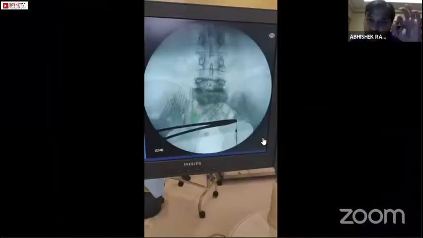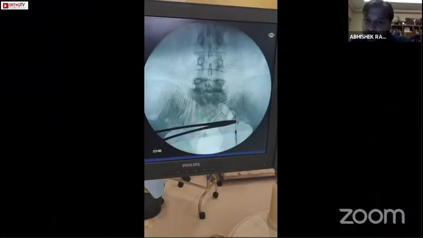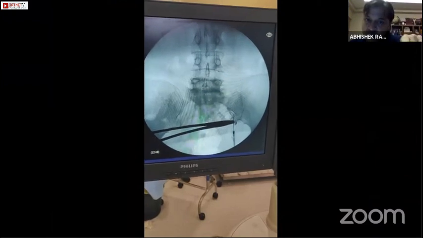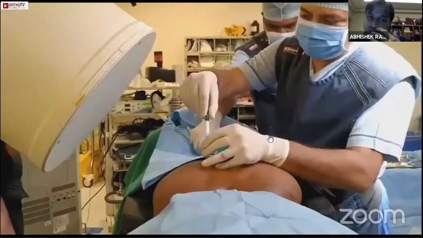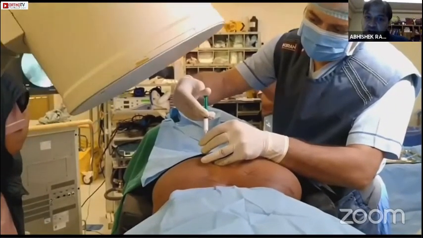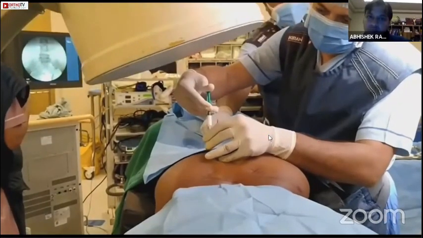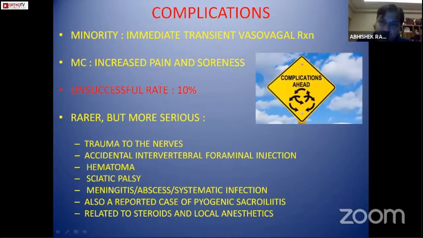This is what we see once the needle is inside, and you can see once we inject the contrast how beautifully it delineates the joint line. Okay, and now once we are happy with the contrast, we generally inject the steroid. That is about how the technique is.